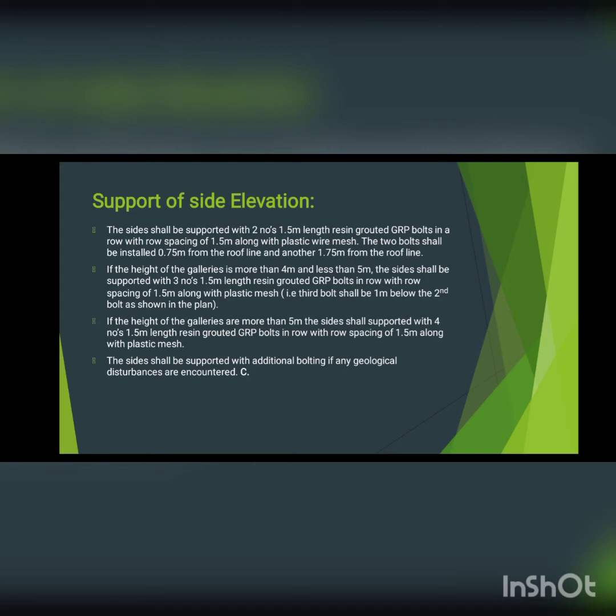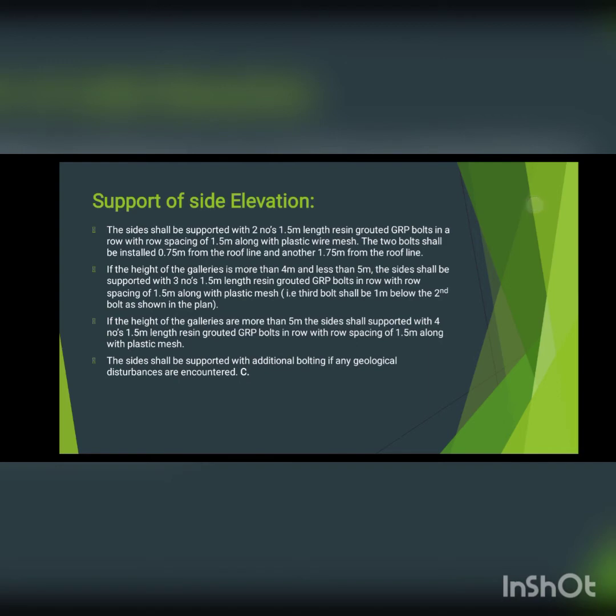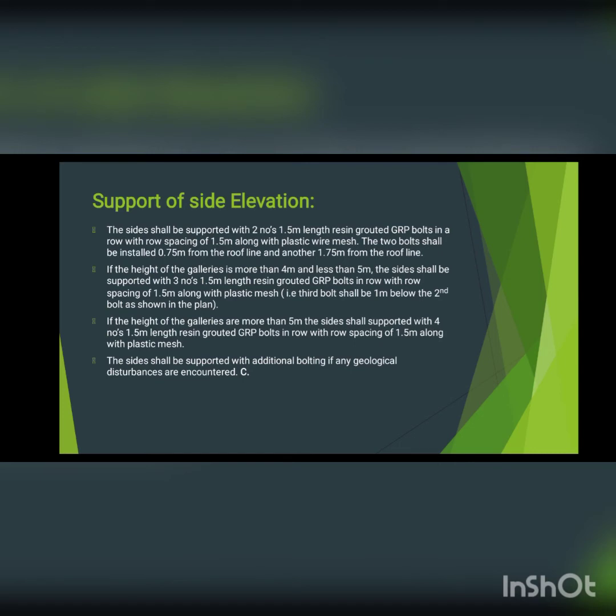The side shall be supported with two numbers of 1.5 meter length resin grouted GRP bolts in a row with a row spacing of 1.5 meter with a plastic wire mesh. The two bolts shall be installed 0.75 meter from the roof line, another 1.75 meter from the roof line. So these are the GRP bolts with a distance of 3 meter, 1.5 meter, 2.7 meter and 3 meter. The height of galleries is more than 4 meter and less than 5 meter.